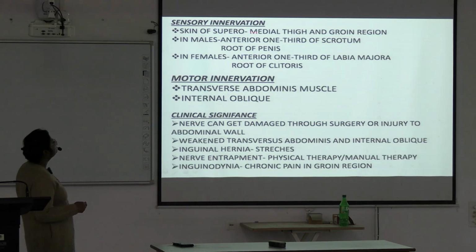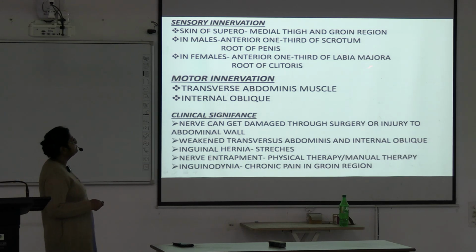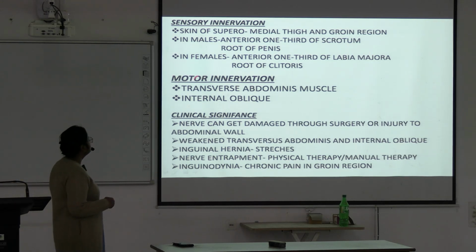Skin of the superomedial aspect of the thigh and groin region. In males, the anterior 1/3 of the scrotum and root of penis. In females, the anterior 1/3 of the labia majora and root of clitoris. Motor innervation is given to the transversus abdominis and internal oblique.